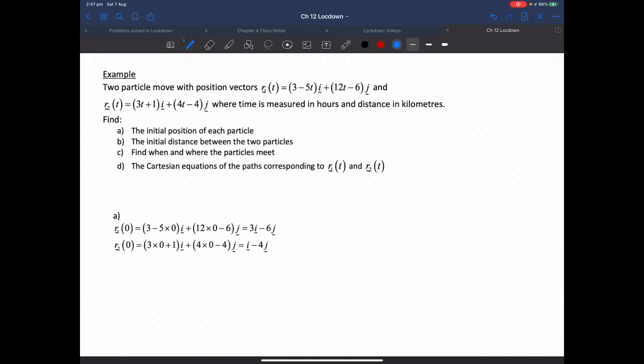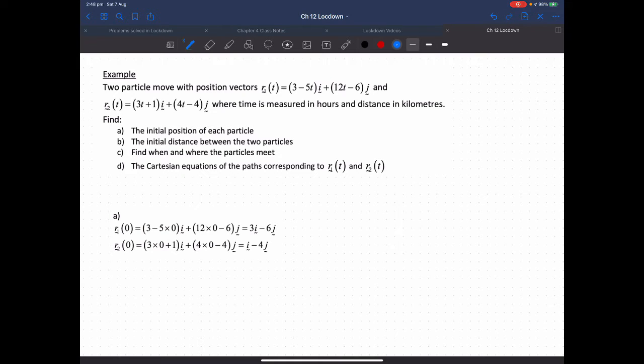This example is broken up into 4 parts. This time we're going to be considering 2 particles that move with their respective position vectors. r1 as a function of time equals 3 minus 5t in the i direction plus 12t minus 6 in the j direction, and r2(t) equals 3t plus 1 in the i direction plus 4t minus 4 in the j direction. And we're told time is measured in hours and the distance is in kilometres.